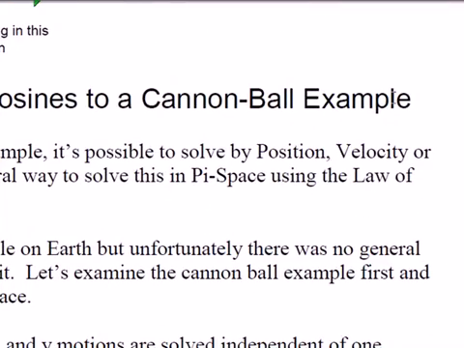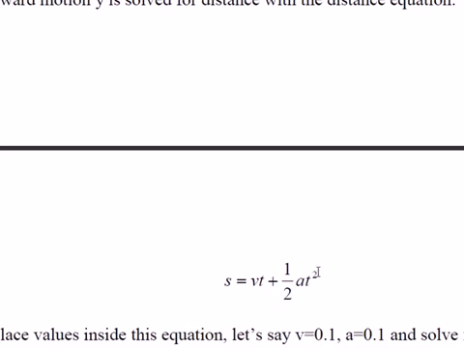Let's take the example of the cannonball, where it's possible to solve by position, velocity, or time. Newton gave us the cannonball example, where you fire something straight up in the air, and the way it works is that you solve both x and y motions independently of one another. The formula you use is very well known: S is equal to VT plus 1/2 AT squared. So in this case you want to know the distance of the cannonball that is fired straight up in the air at a particular velocity and for a certain acceleration and time.